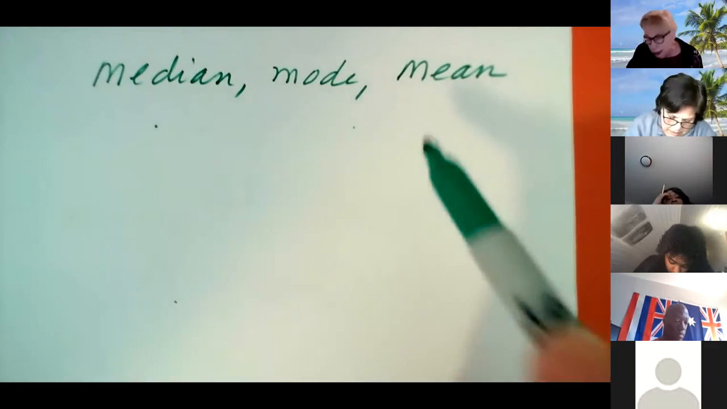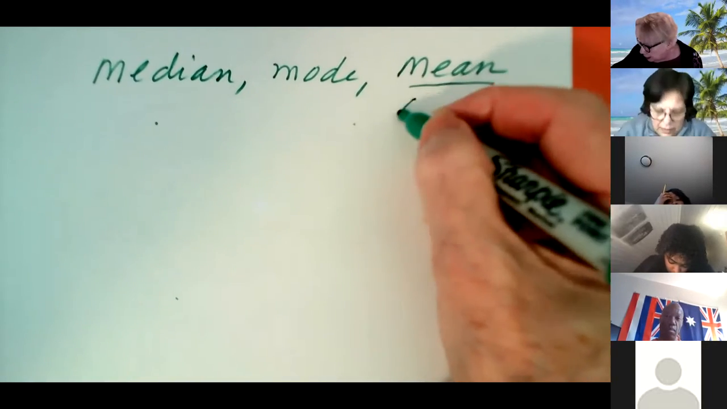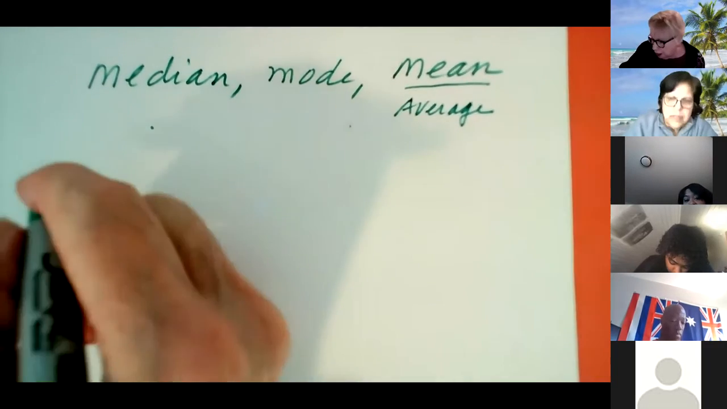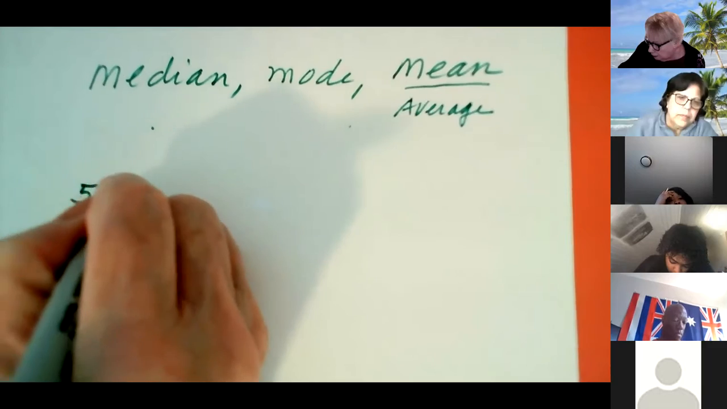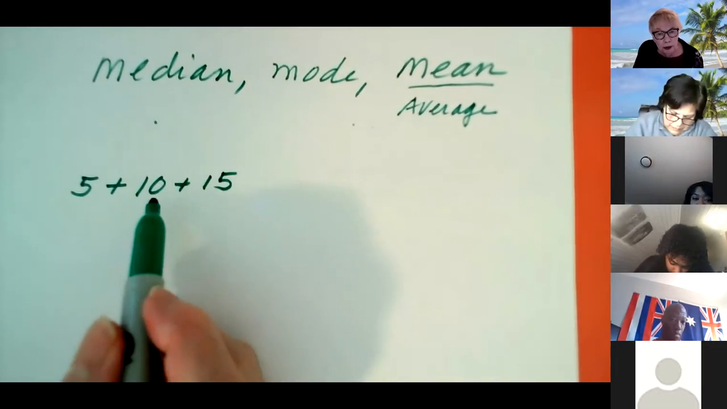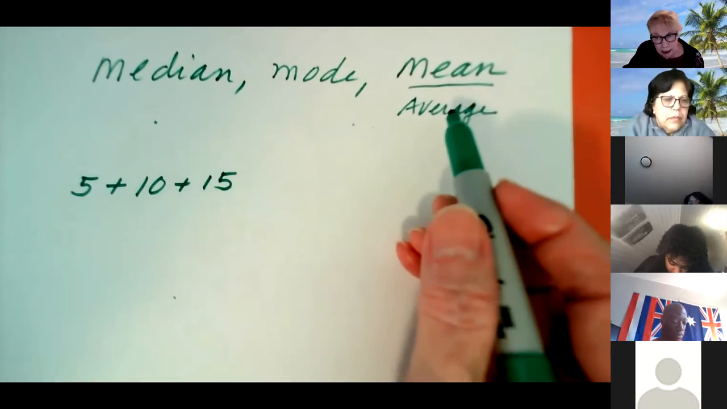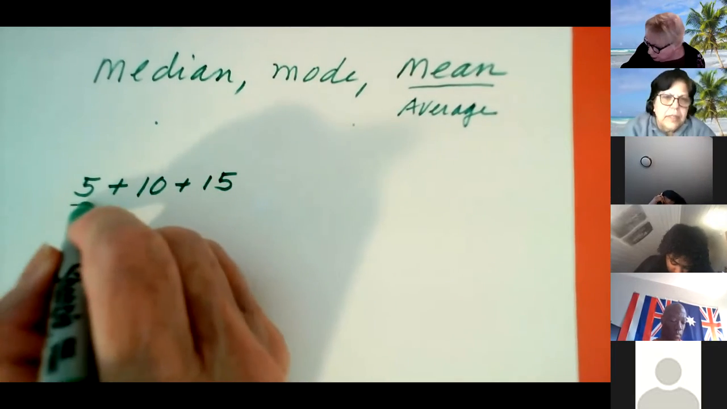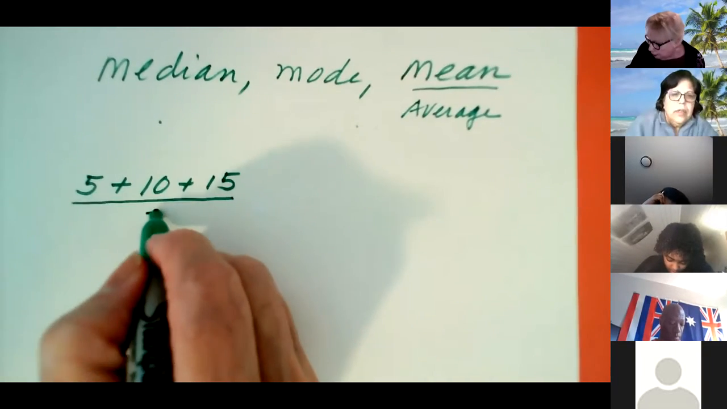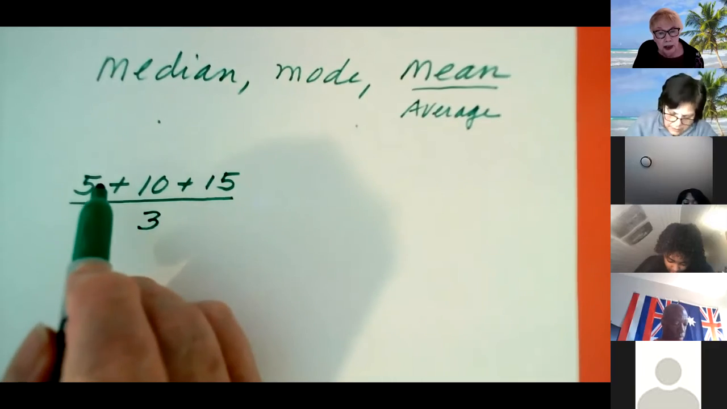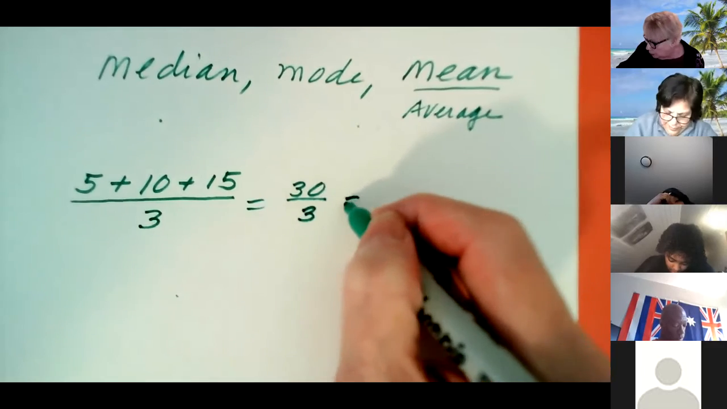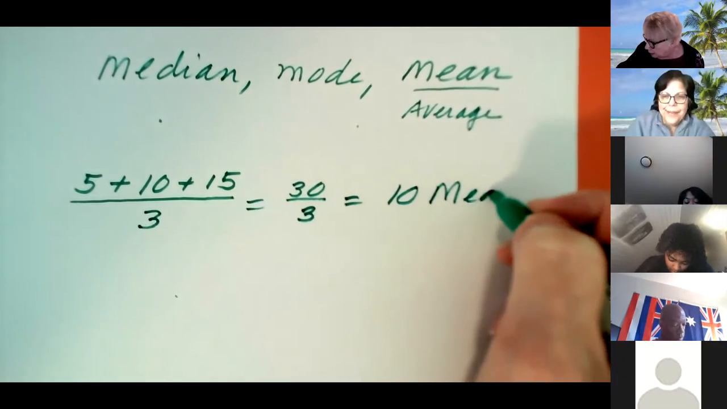So the mean, this is statistics, is the average. People are interested in the average when they have 5 and 10 and 15. I'm just going to make it easy. If you had 3 numbers, to get the mean, which is the average, you add up the 3 numbers and divide by 3. So this is 20, this is 30 over 3, which is 10. So this is the mean.